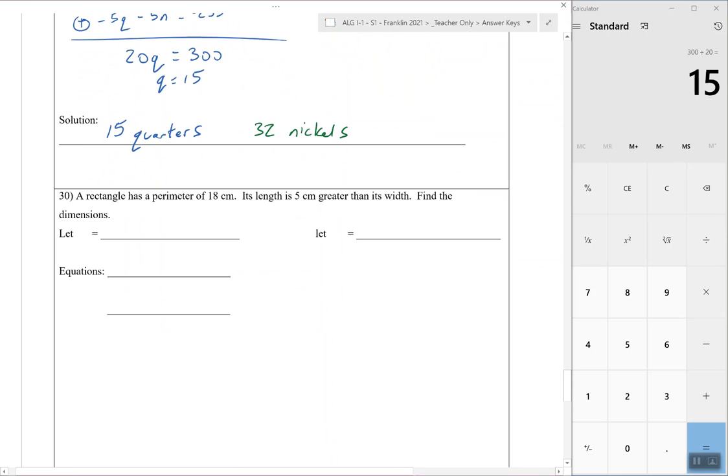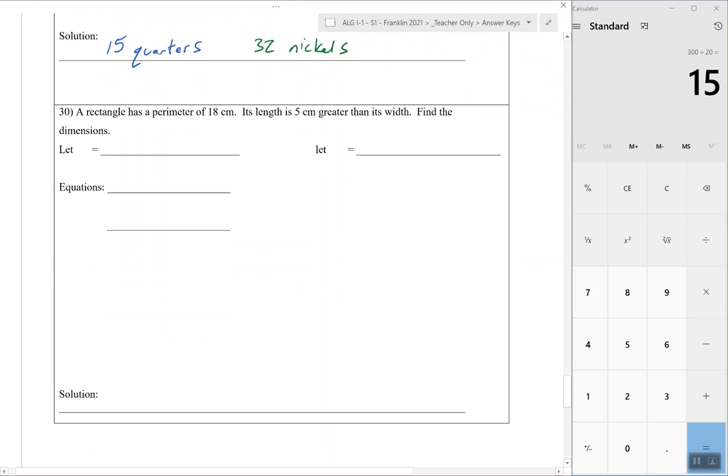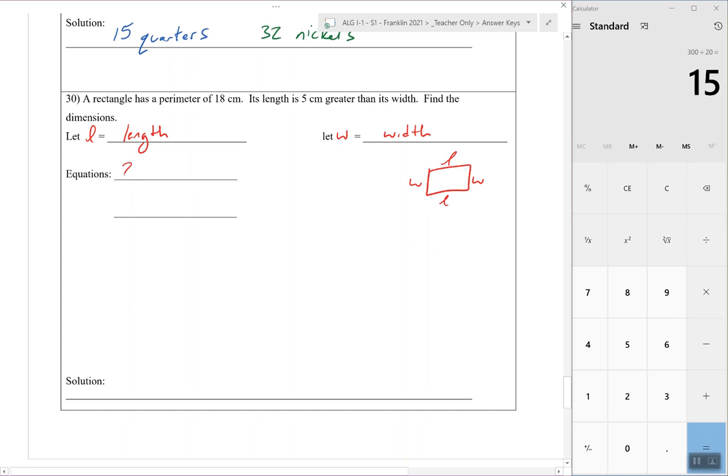A rectangle has a perimeter of 18 centimeters. Its length is 5 centimeters greater than its width. Find the dimensions. Well, let's let L equal the length and W the width. Now you could just use x and y as well. Just don't forget which is which. Okay, so for the equation. So for perimeter, remember, perimeter of a rectangle is the distance around. So if you have 2 lengths and 2 widths, add those all up and you get the perimeter. So for the equation here, that's going to be 2L plus 2W, and that's going to equal 18.